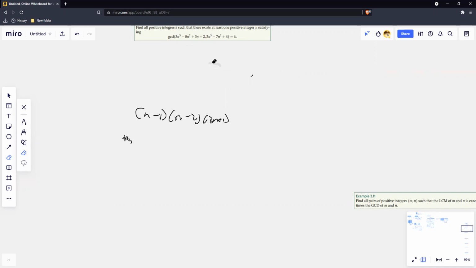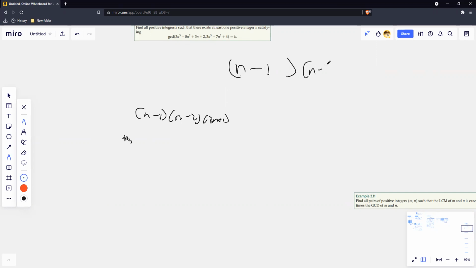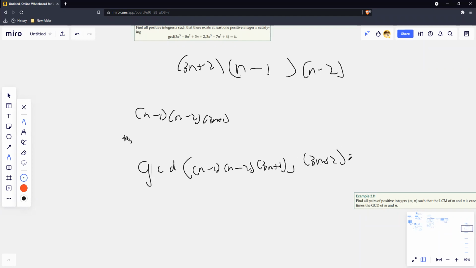Okay, and then let's factor the next one. Factoring, we can quickly see that n equal to 1 works here, right? Let's save time. This is a cubic. When we divide, we get n minus 1 times n minus 2 times 3n plus 2. So basically, we are supposed to be finding the GCD of n minus 1 times n minus 2 times 3n plus 1, and 3n plus 2 times n minus 1 times n minus 2.